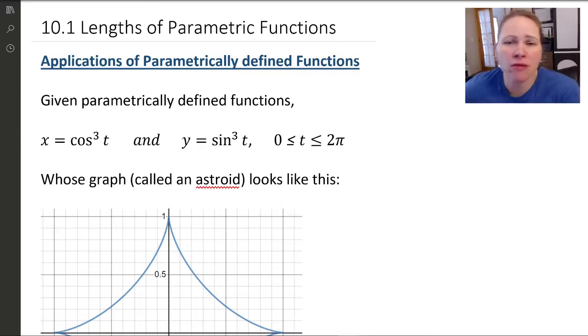Now remember, a parametrically defined function is simply a way of describing a function in terms of specifically its left, right, and up-down movement in a two-dimensional plane. So we essentially have an equation for the x-coordinate and an equation for the y-coordinate, and it's driven by this kind of invisible hidden parameter that we like to refer to as t. So as t changes, x and y will change differently, and you can create some really cool looking shapes.